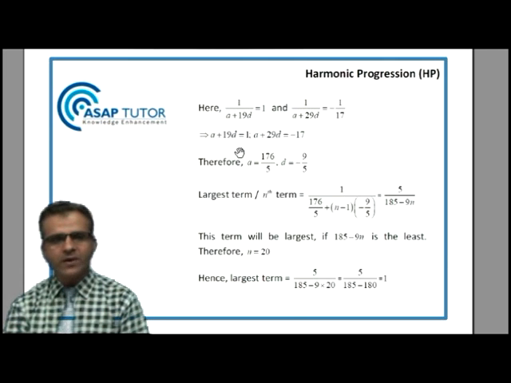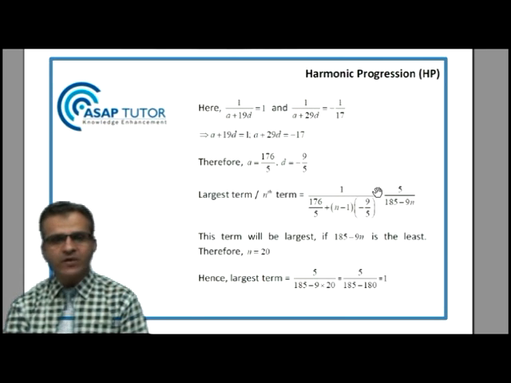So we get the two equations: a plus 19d is 1 and a plus 29d is equal to minus 17. Solving the two, we get the values of a and d, and now we can find the nth term as 1 over a, the value 176 by 5, plus n minus 1 into d, and solving it we get 5 over 185 minus 9n.